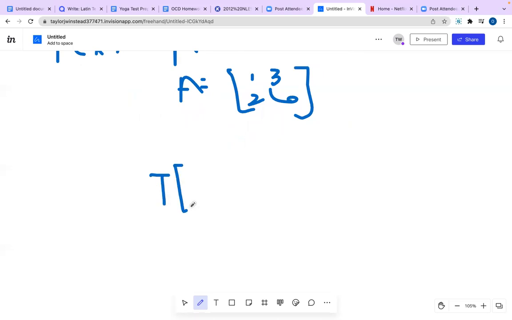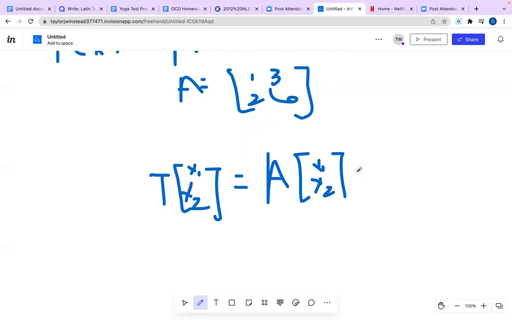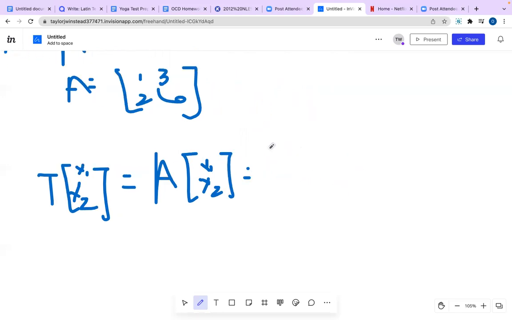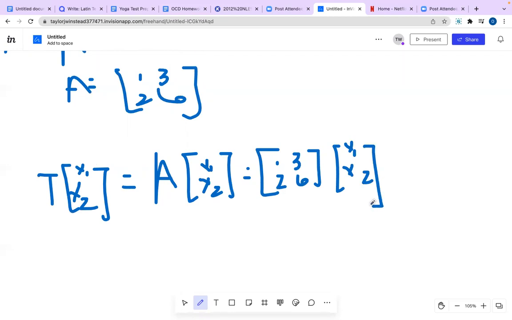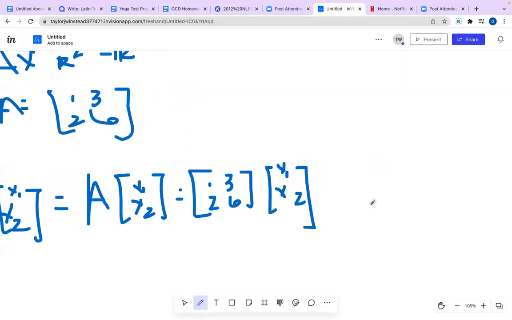We know that T of (x1, x2) equals A of (x1, x2). And furthermore, that's going to equal [1, 3; 2, 6] times (x1, x2). But now if we split this apart, let's split this into column vectors.